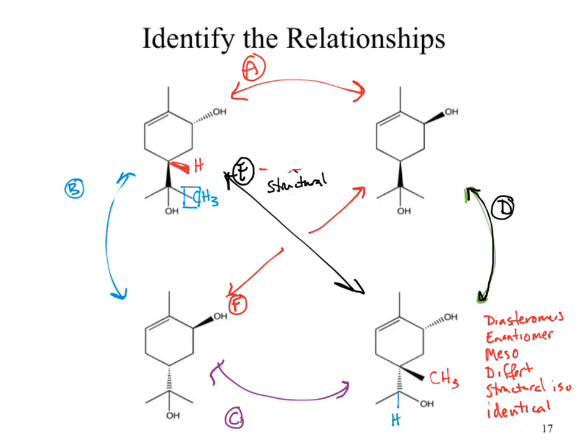Now let's move up to A. What do we get for A? These are going to be our diastereomers. Okay. We do not have atoms changing locations, or atom connectivity changing, but what we do notice is that we are changing our wedges and dashes.